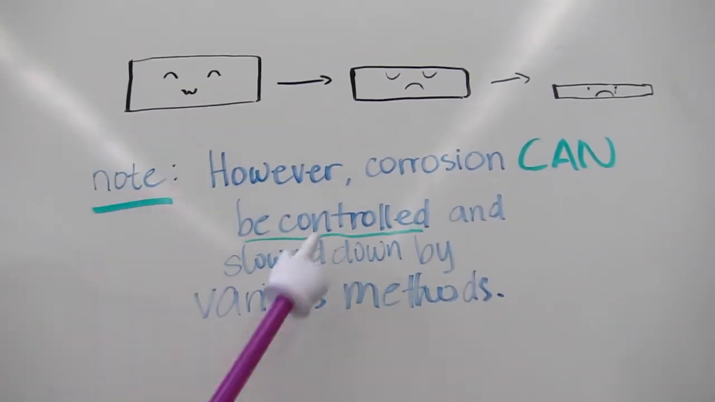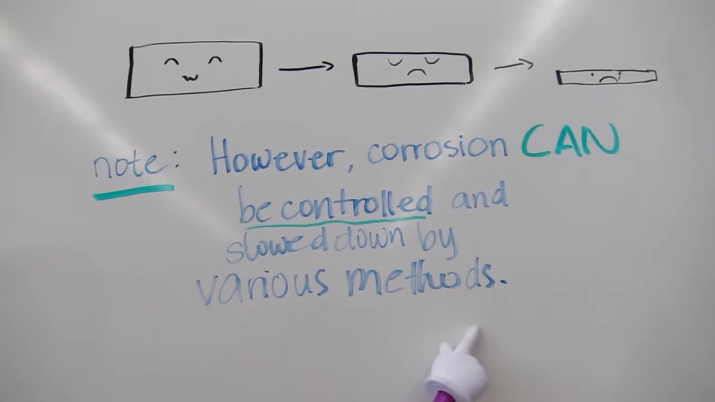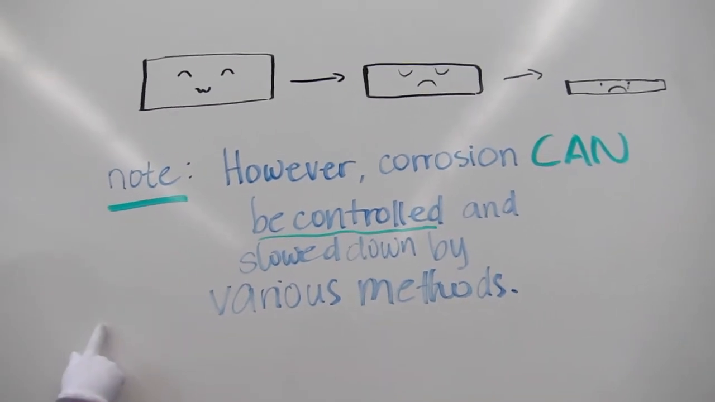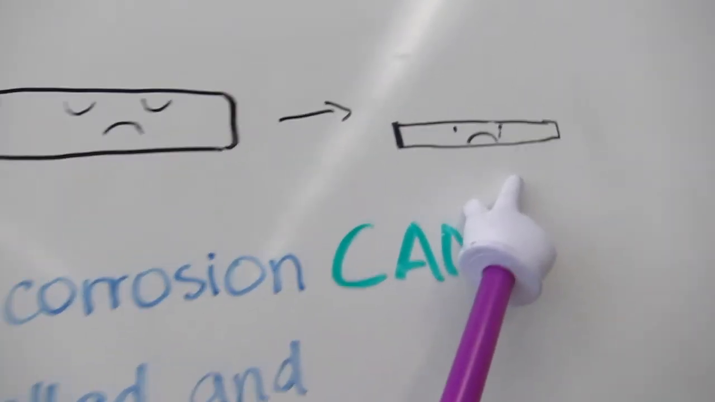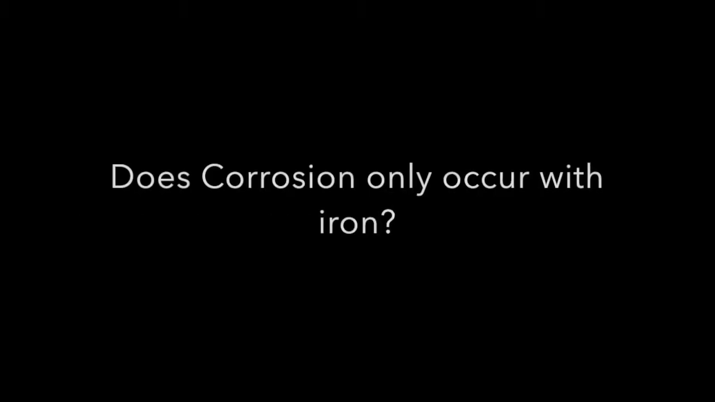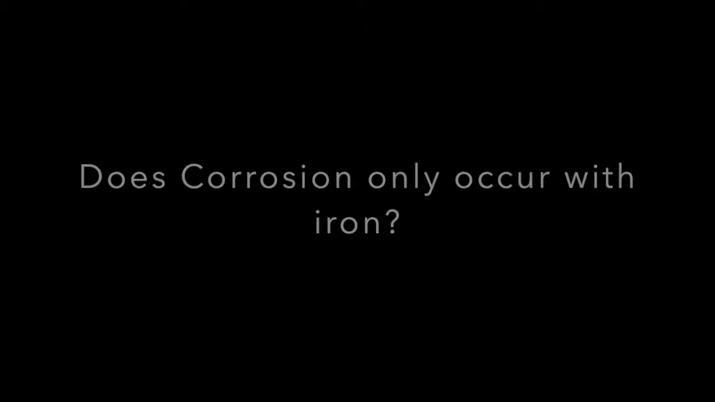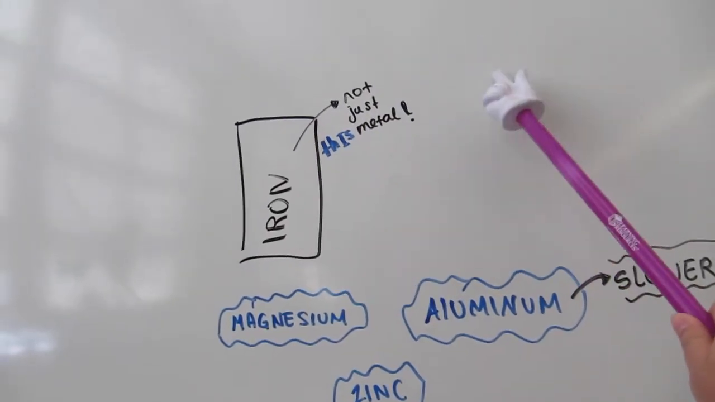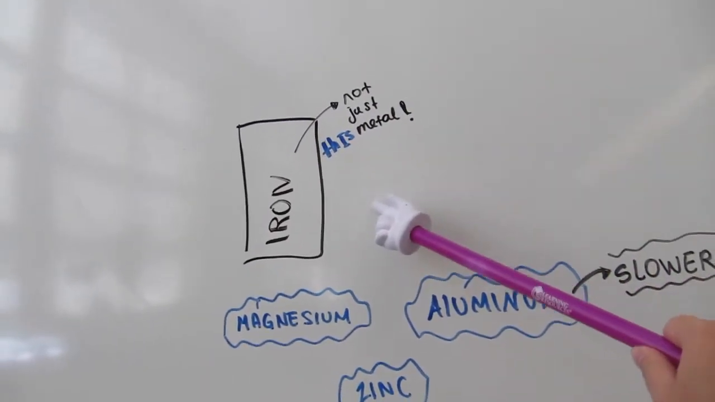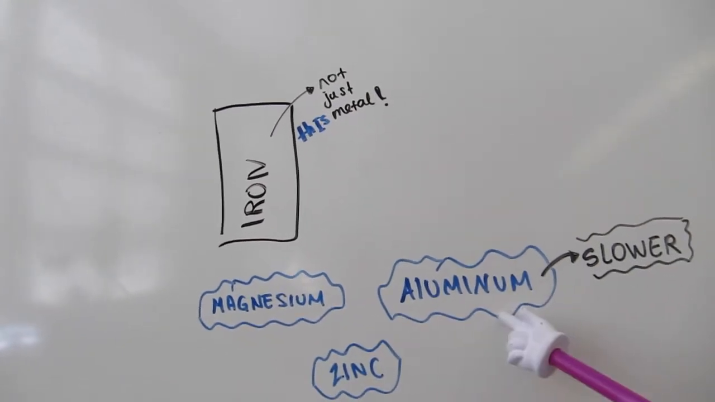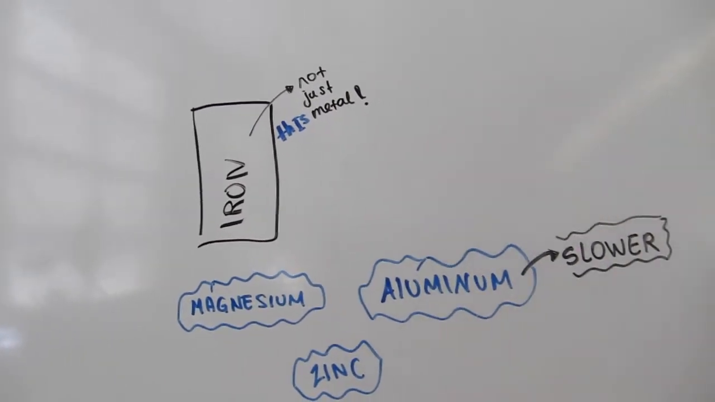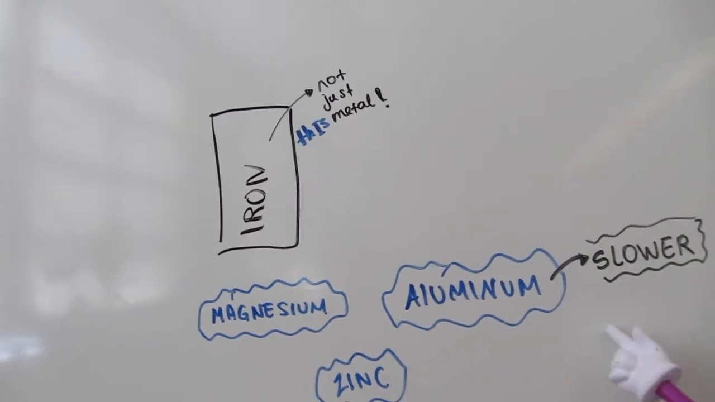It is easy to control corrosion and slow down the process, but if not controlled, the metal surface continues to thin until nothing is left. Corrosion does not only happen with iron. It can happen with metals like magnesium, zinc, aluminum, as well as iron. Aluminum, however, corrodes much slower than iron.